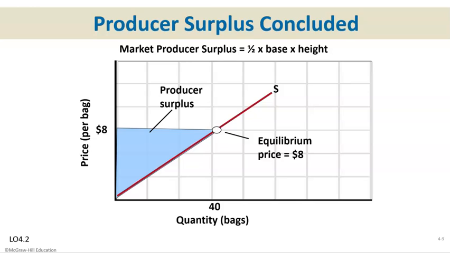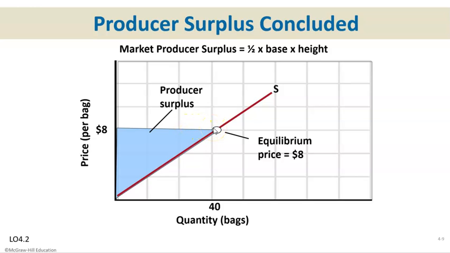Here you can see what producer surplus looks like on the graph. The producer surplus is going to be the difference between the actual price. The actual price is the equilibrium price, which is $8. The difference between the actual price and the seller's willingness to sell, and that is the supply curve. So we're looking at the distance between the price and the supply curve, and that forms this triangle right here.